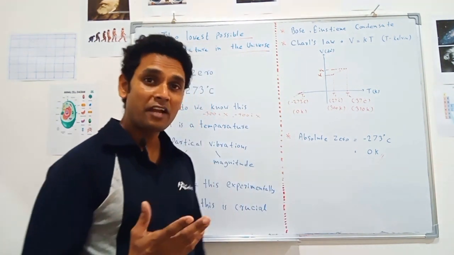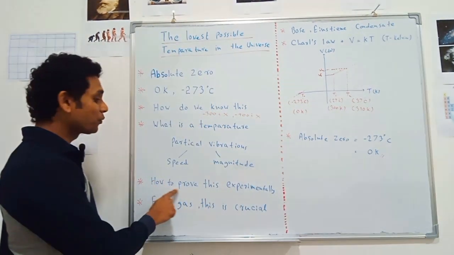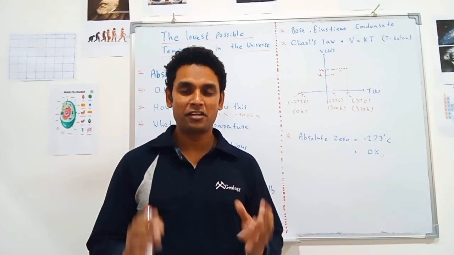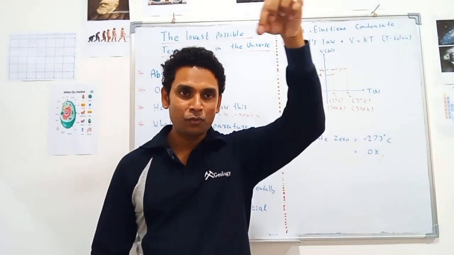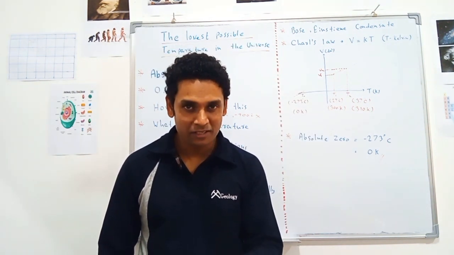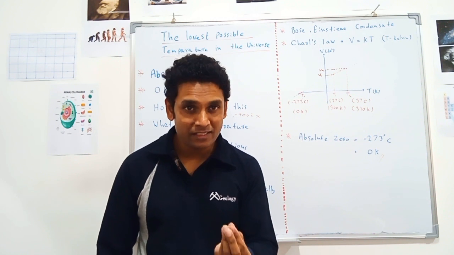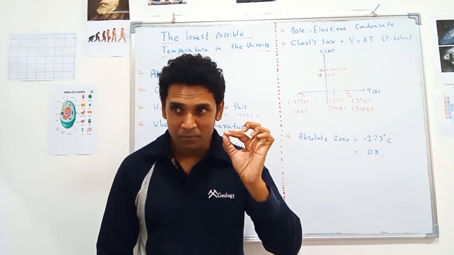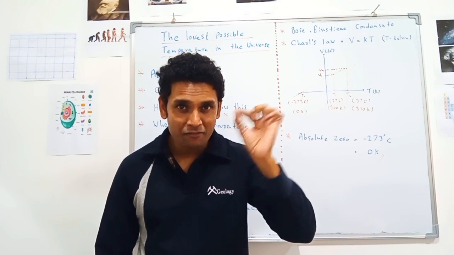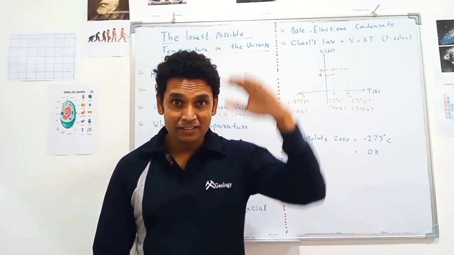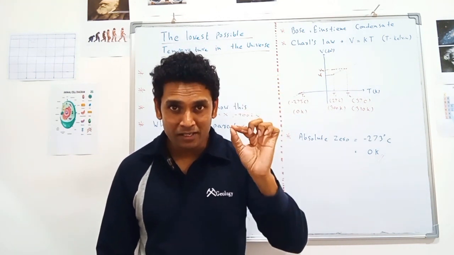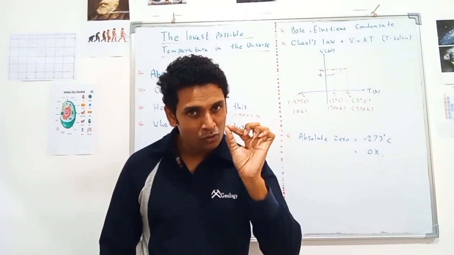But how can we prove this practically or experimentally? We can do a simple experiment. We can take a sample of water, put some pigments in it, and heat it up. As we heat the water sample, we can see the pigments we have dropped into the water vibrating faster and faster with high magnitudes. As the temperature goes down, they oscillate with low magnitudes and low speeds.